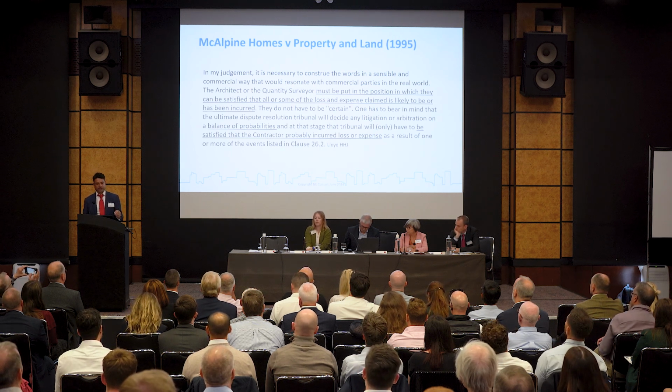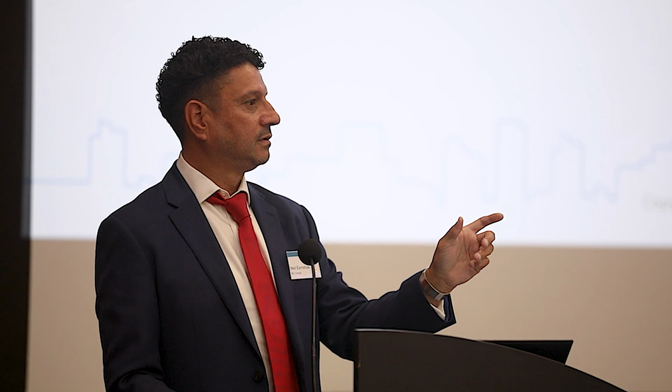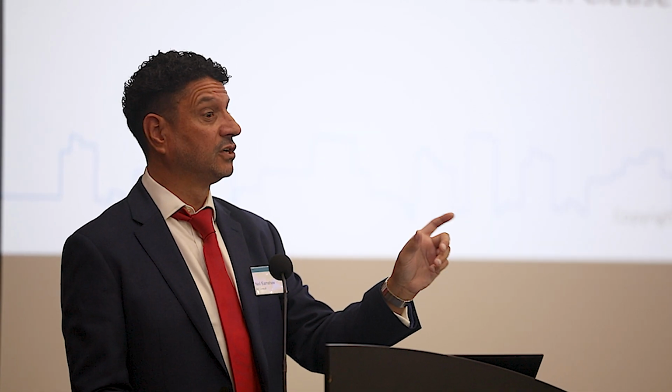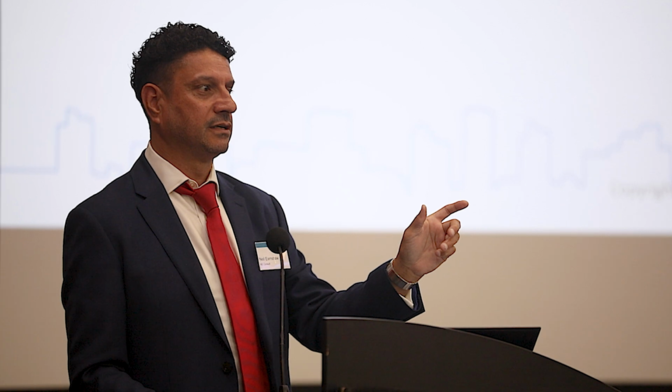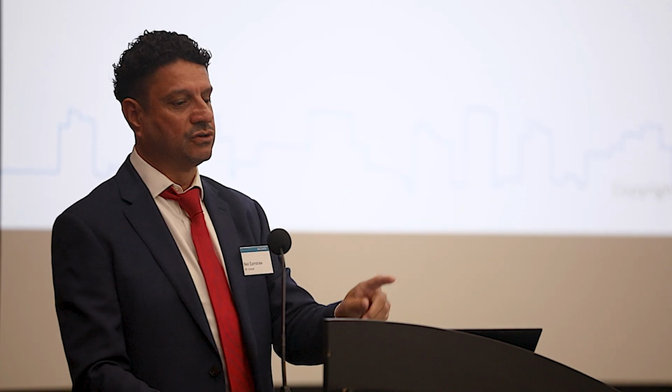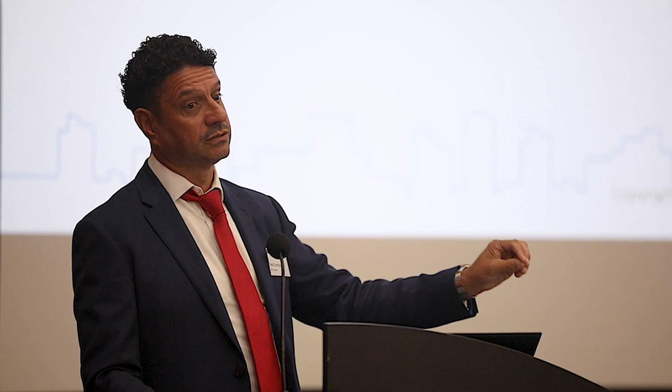Satisfied. And you see further down there, because what the judge is saying here is that if we end up in tribunal, the decision will be made on the balance of probabilities, not beyond all reasonable doubt. So the tribunal will only have to be satisfied that the contractor probably incurred. Probably. Balance of probabilities. How certain do you have to be about your assessment? Balance of probabilities: 51% certain that it's right or about right. Yeah, I think often with our compensation events, we end up in the realms of beyond all reasonable doubt. And that's where things start going wrong for me.